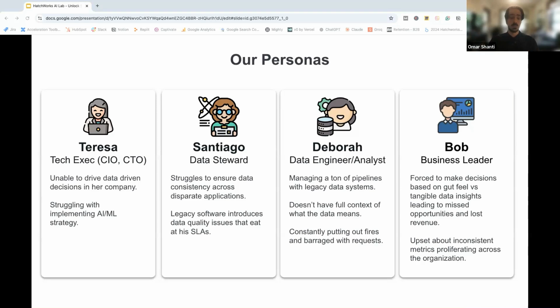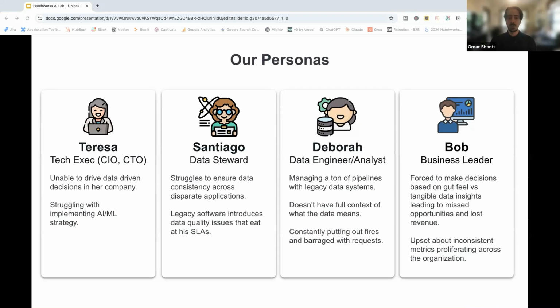Santiago is a data steward. Santi struggles to ensure data is consistent across disparate applications. Santi is working for a company with legacy software and legacy systems. This company grew with a series of acquisitions. And with all of those acquisitions, these new software systems come in with their own quirks, their own semantics, their own meanings, and their own data quality issues that eat at some of his SLAs.